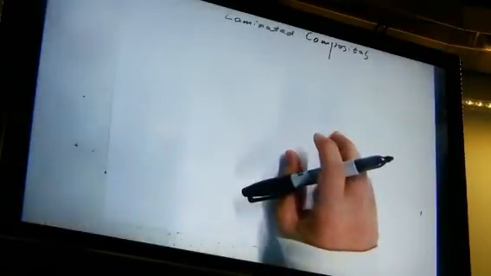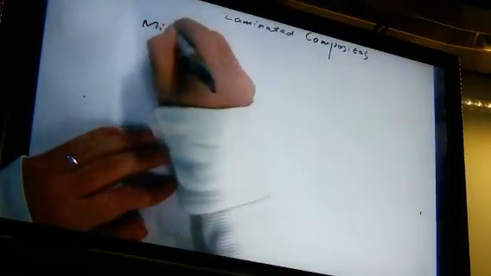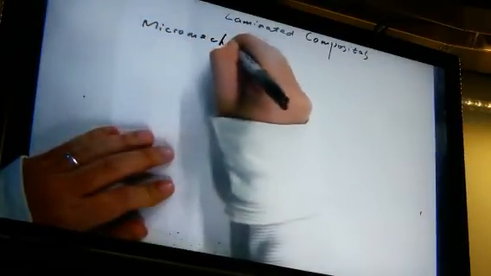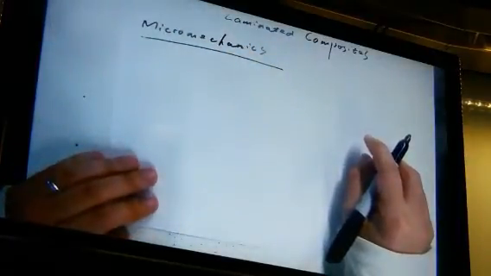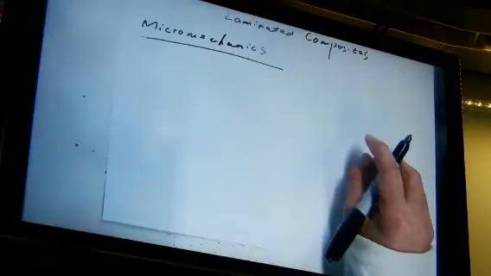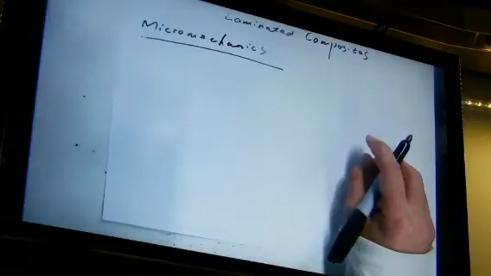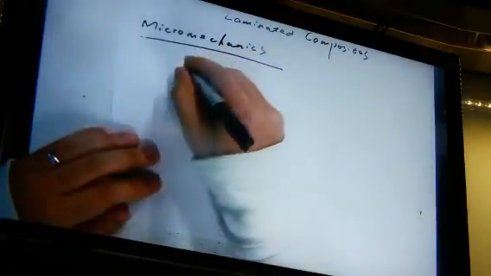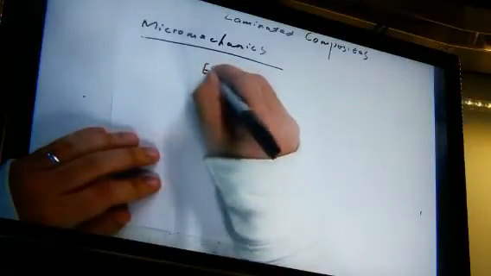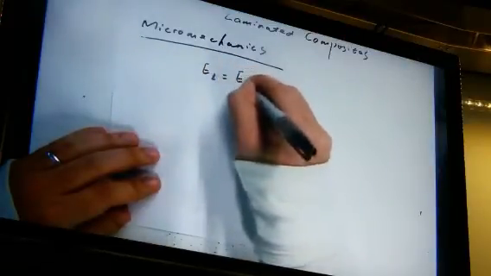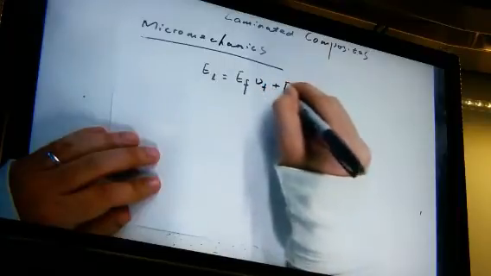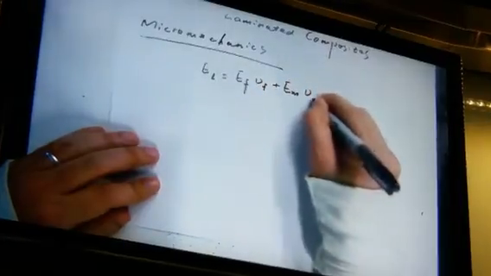So the first terminology we learned is called micromechanics. Micromechanics analysis for composites. The definition of micromechanics means fiber and matrix, or filament and matrix, are considered separately. This is the definition of micromechanics. So the first equation we learned in micromechanics is E_L equals E_F V_F plus E_M times V_M.